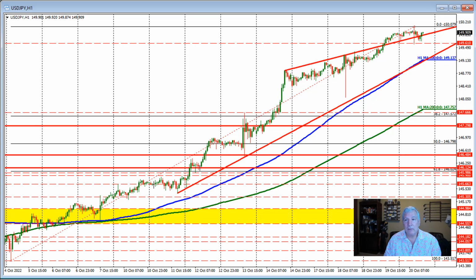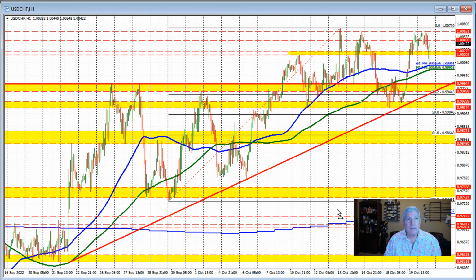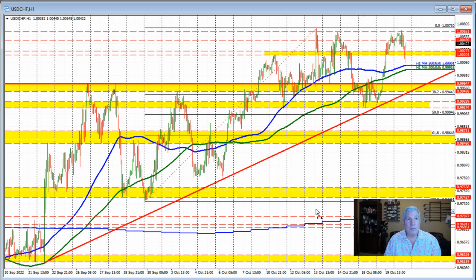So you just have to be careful. There are other currencies maybe that you can trade that would be a little bit more friendly to your stress levels, but that's your choice. The bias still remains to the upside.